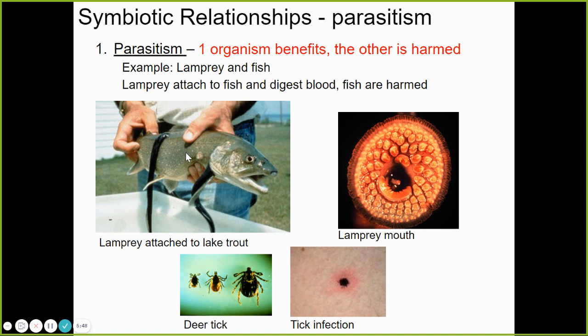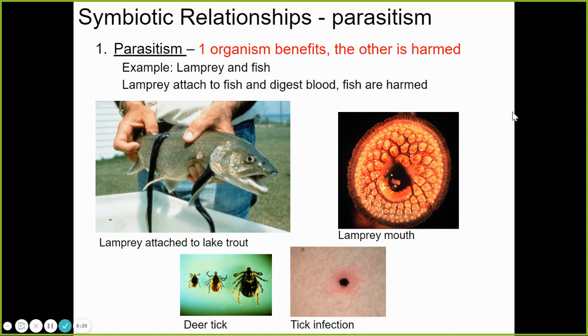Ticks are parasites, right? They can cause infection. Tapeworms in animals are examples of parasites. They live inside, they digest materials that the organism's eating. Heartworm, if you have a dog and you give it those little heart guard medicines every 3 months or whatever, those are to prevent a parasitic worm from getting into the heart of your dog and causing an infection.